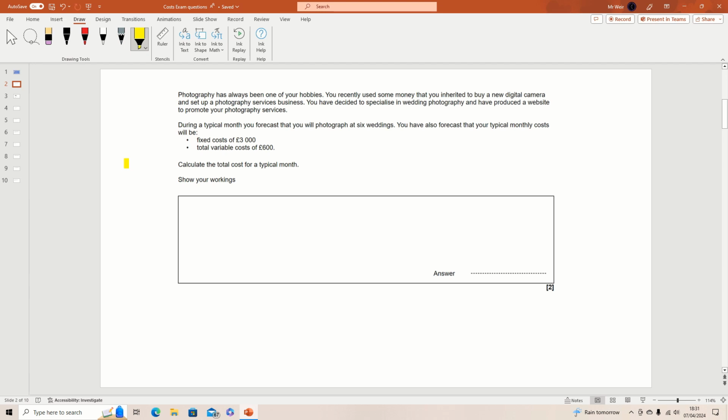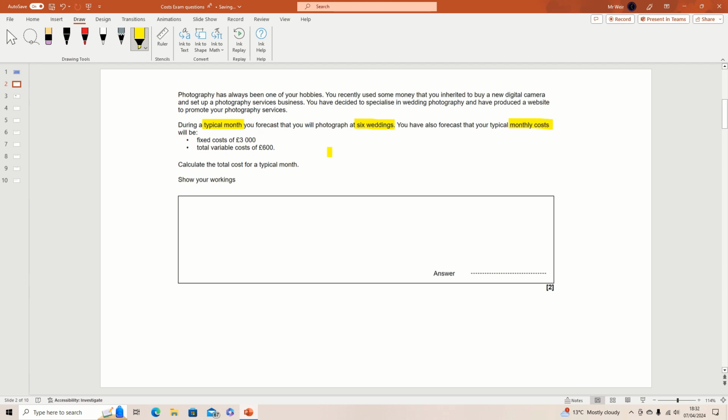It says you have decided to specialize in wedding photography and produced a website to promote your services. During a typical month, you forecast that you will photograph 6 weddings. You have also forecast that your monthly costs will be, and then it tells you the monthly costs. So the first tip is to look for the time period that we are talking about. So this one says it's in a typical month. It says that you do 6 weddings in a month. And it says that your monthly costs are shown below.